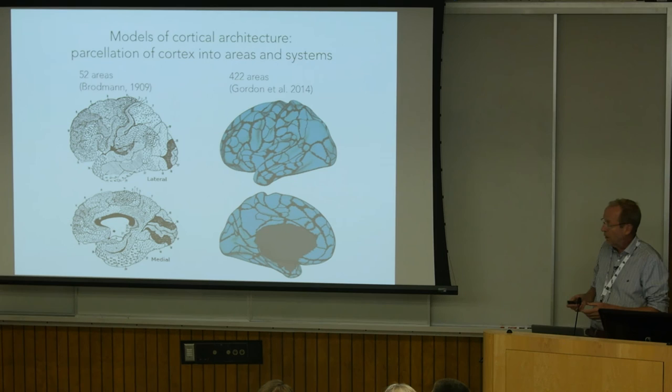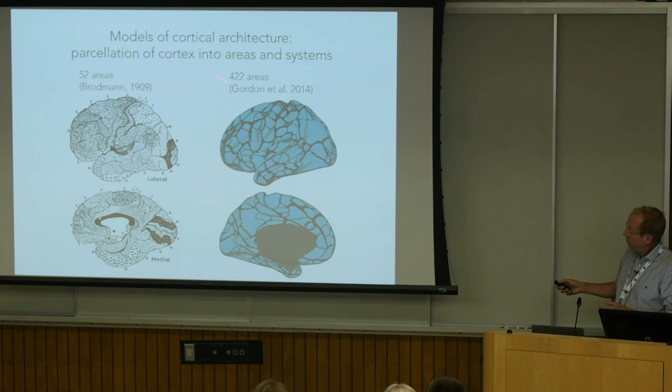In a more modern version, Gordon, working in Steve Petersen's lab, Laumann and a group have used functional connectivity as measured with resting state functional MRI, and have used some techniques using clustering and border finding to identify 422 areas that they say are relatively stable across subjects. Russ Poldrack has about 600 brain areas, but that's because he's Russ Poldrack.